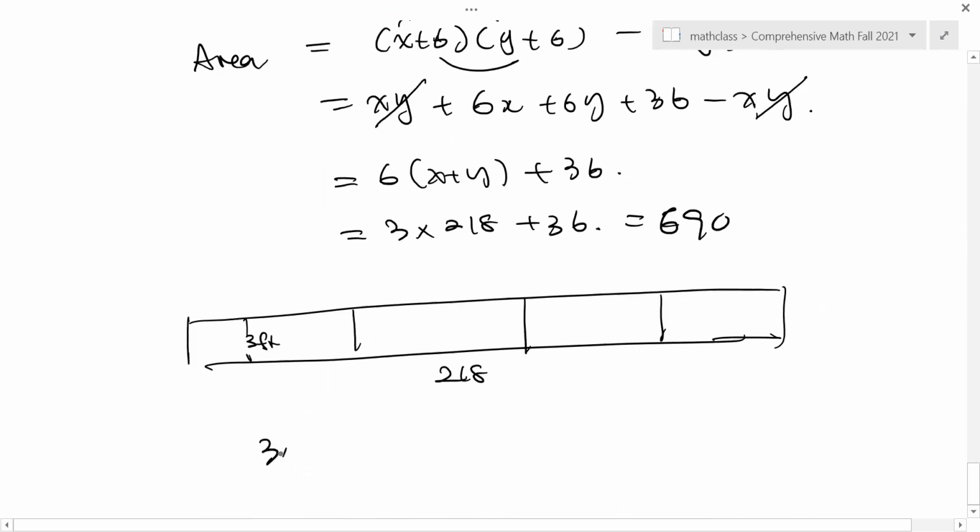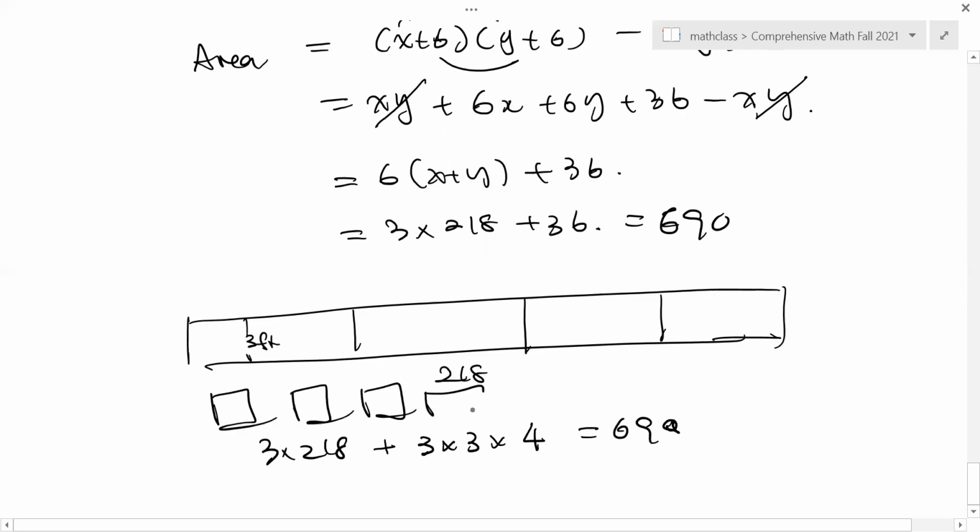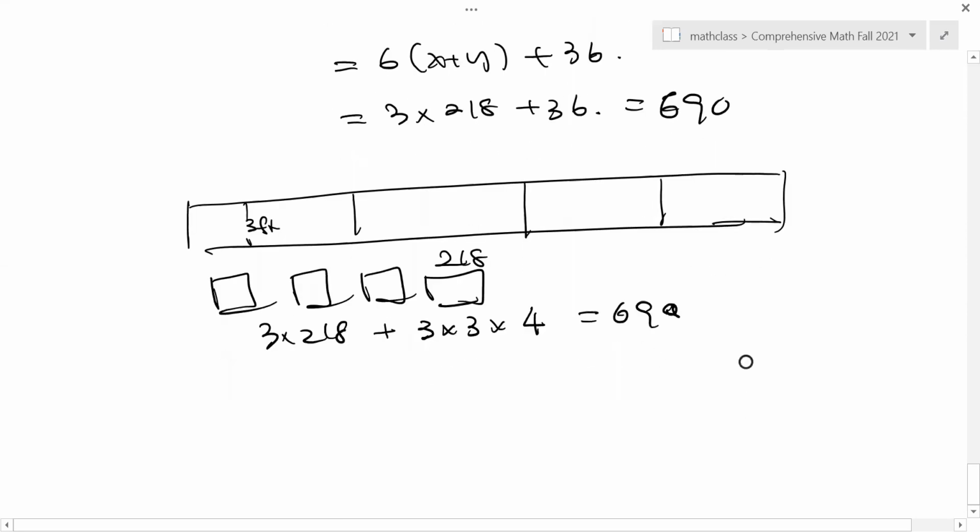So 3 times 218 is the area of the 4 rectangles. But you already removed the 4 squares. So you add them back, 4 squares. Each one is 3 times 3, right? And then times 4. So that's why you get 690. Okay, that's another way to do it. You remove those 4 squares, open it, and you get 4 rectangles, and put together, you get a rectangle. So there's a couple of ways to solve this problem.